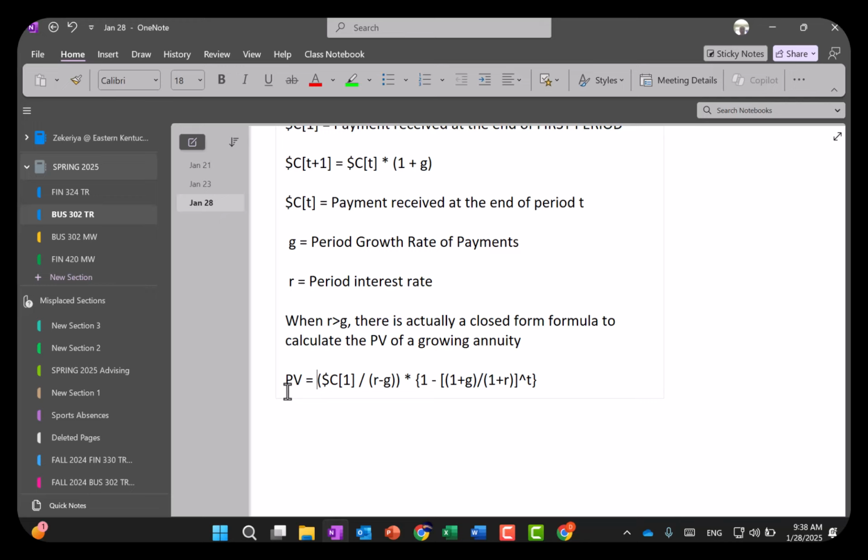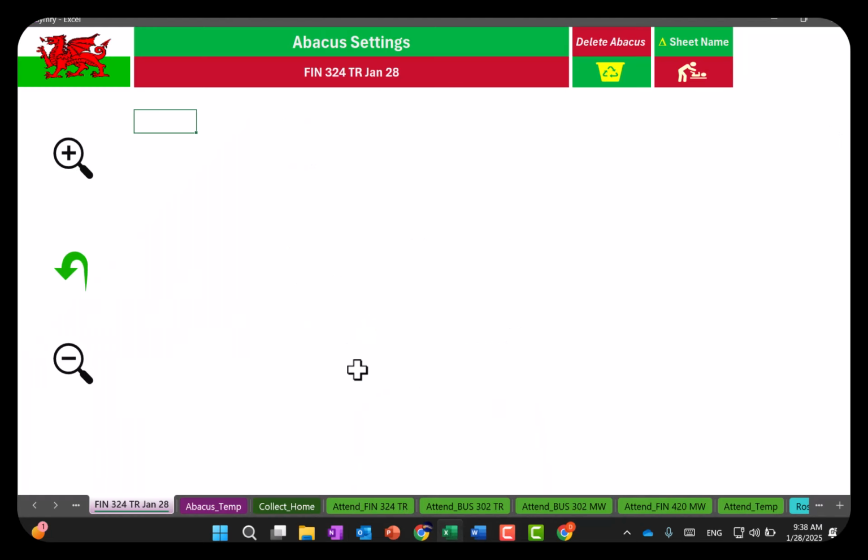But that formula gives an infinite result when G is greater than R. So we're going to write a function that's going to calculate present value of a growing annuity, whether or not the growth rate is less or greater than the interest rate. There are, after all, a finite number of payments, so we know the answer is finite. So let's get going with that.